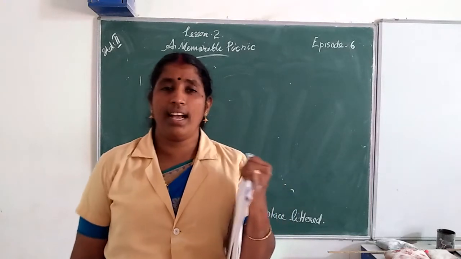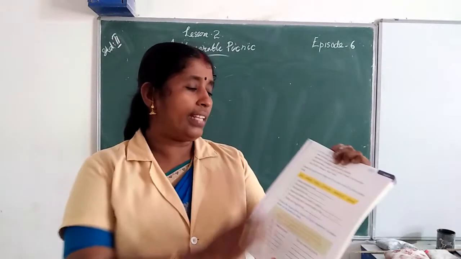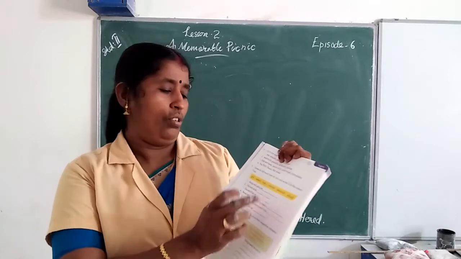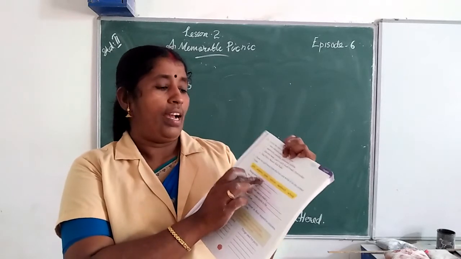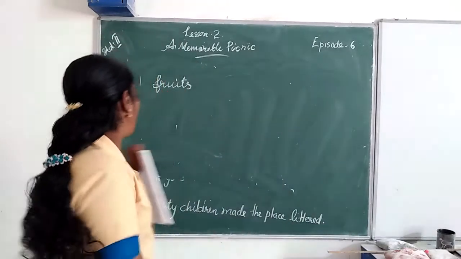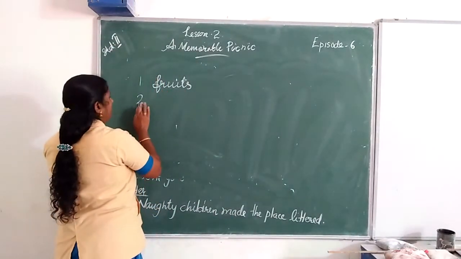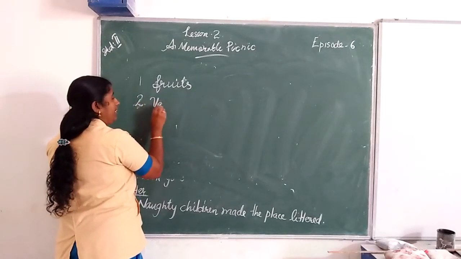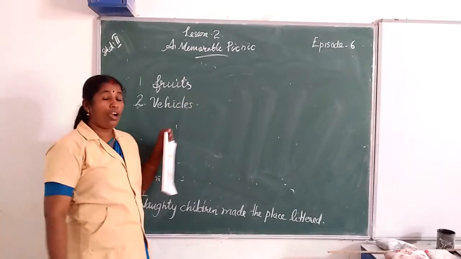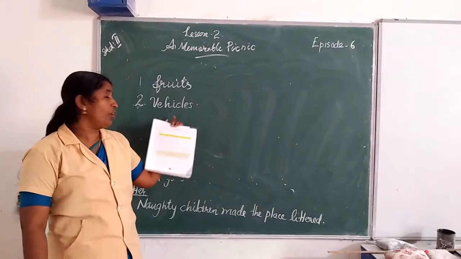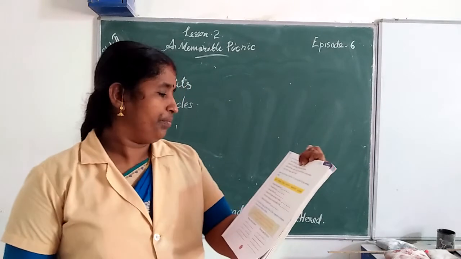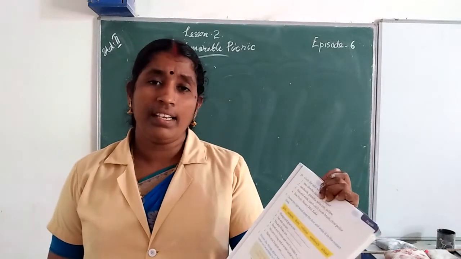Then second one. Van and car are. Are they girls? No. Are they subjects? No. Are they fruits? No. Are they vehicles? Yes, they are vehicles. V-E-H-I-C-L-E-S. How do we pronounce it? Vehicles. Van and car are vehicles.